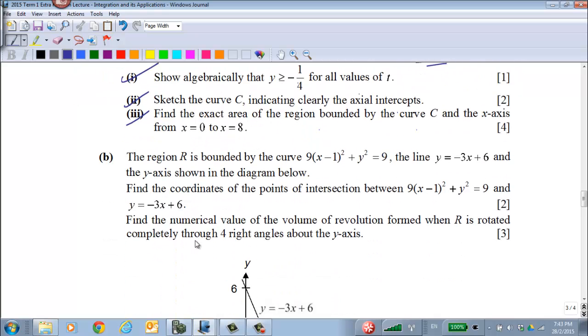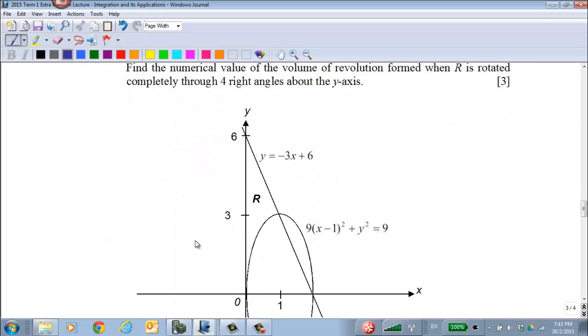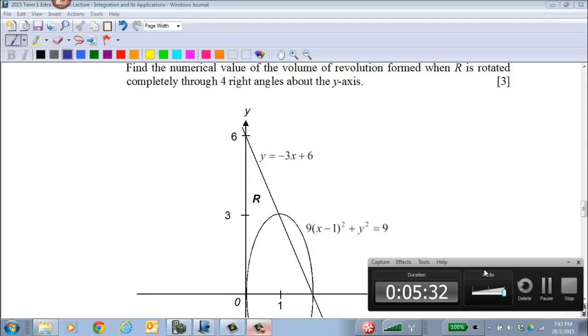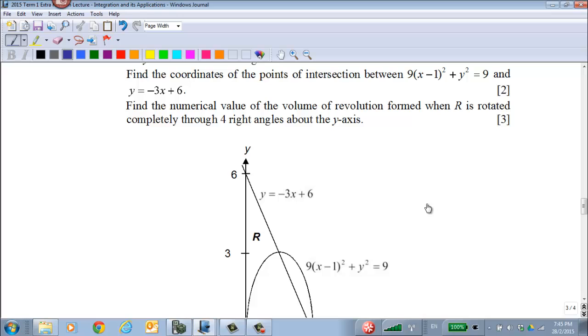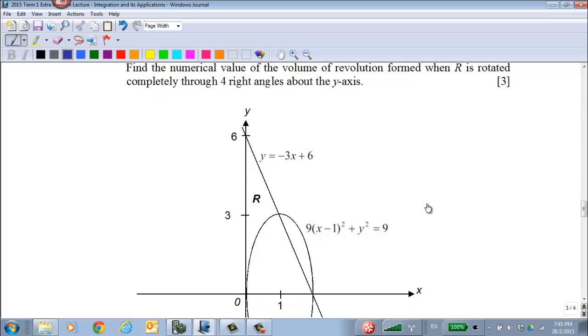So done with part A. For part B, we are given these two curves, and we are supposed to get the intersection of these two curves. So basically, you should by now know that in order to get the intersection, you just do this.